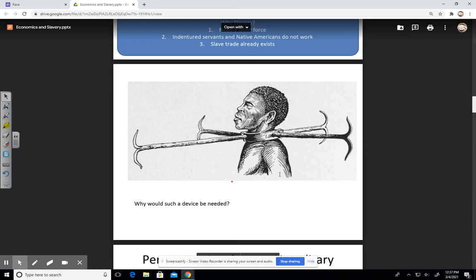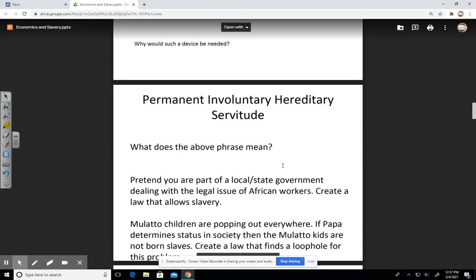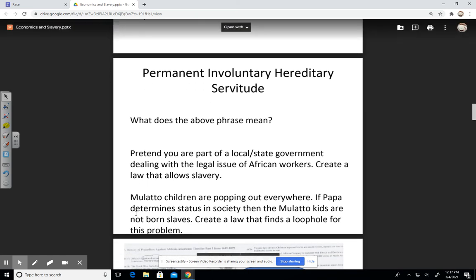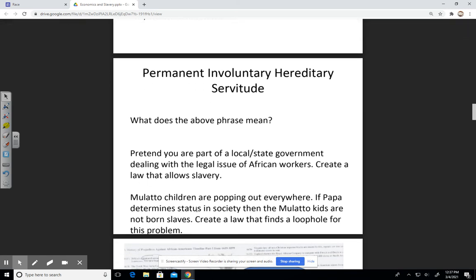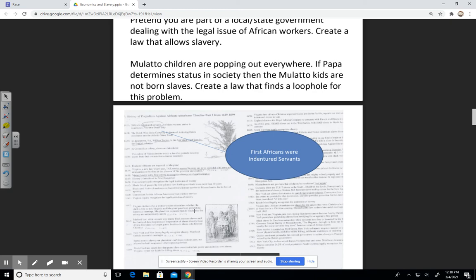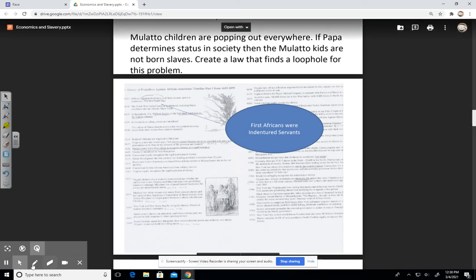Let's move on. Let's see what else we got. Permanent, involuntary, hereditary servitude. So once you think about what this phrase means, take it word by word, figure out what that issue is. And here I use a term that some people are probably going to find offensive. Again, we're looking at the time period of the day.